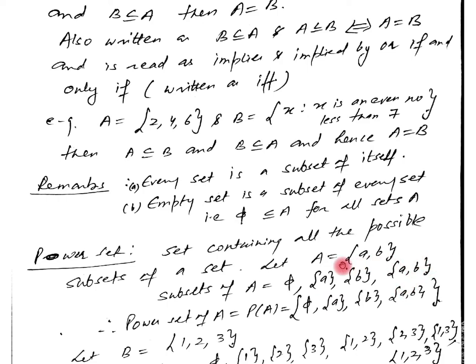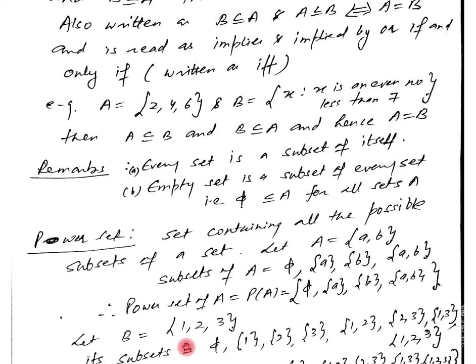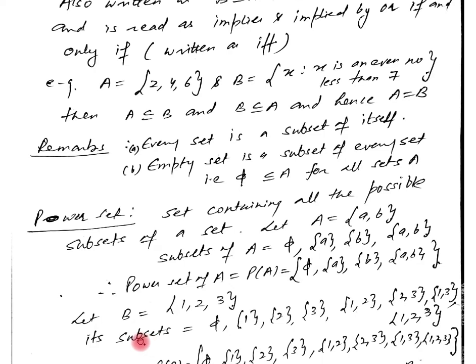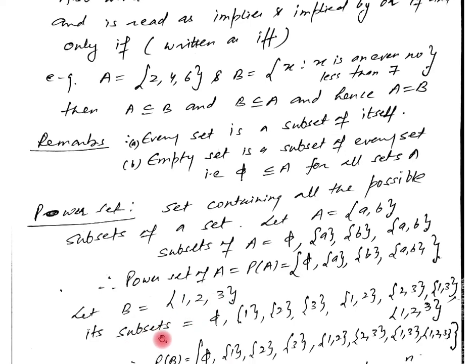Now when I am putting all these subsets again in the bracket, then it becomes what? The power set. Let us say another example. Let B be a set having elements 1, 2, 3. First I am writing down all the subsets. First I am always putting the phi. Now taking one element: 1, 2, 3. Taking two elements: {1, 2}, {2, 3}, {1, 3}, and the set itself. So these are the possible subsets of B.